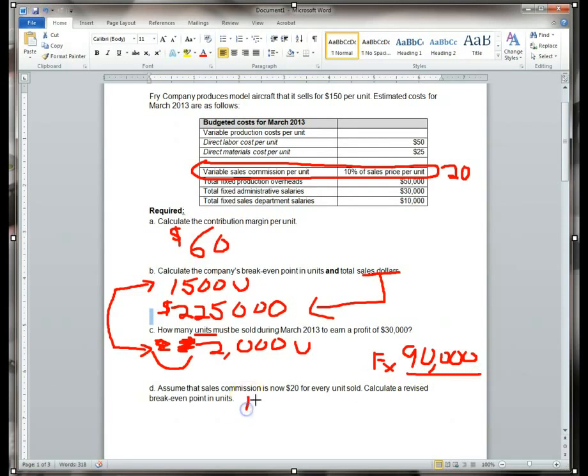Contribution margin per unit is still 150 minus 75. I'm cheating a little bit with the 75. I took the 50 plus the 25 equals 75, minus the 20, which is right here. Now we know logically before it was 60 and it was 15 bucks a unit, so it should be lower, right? It's going to be lower. It should be 55.